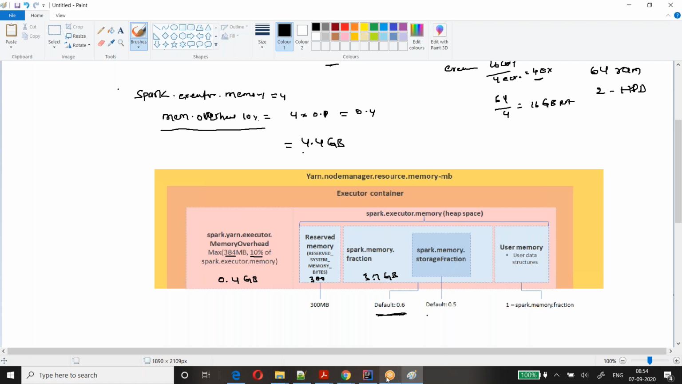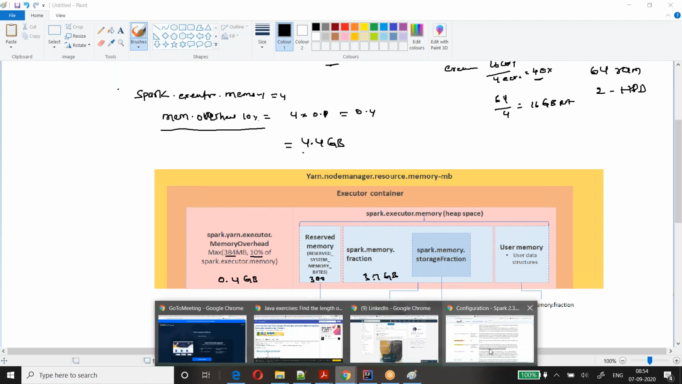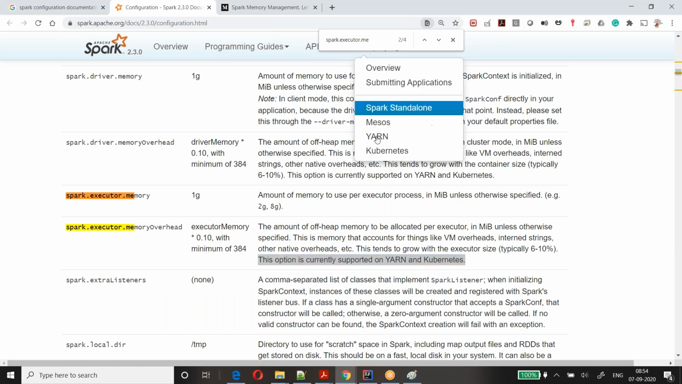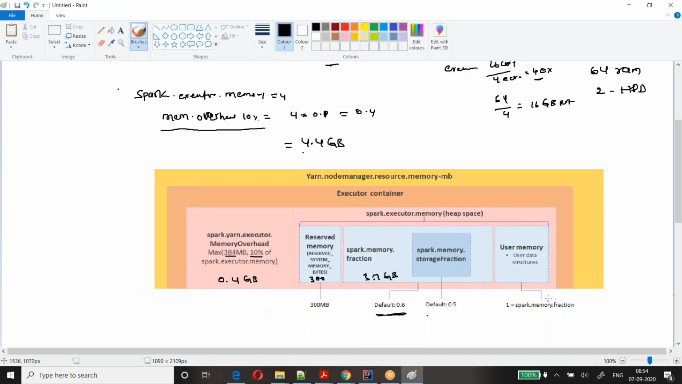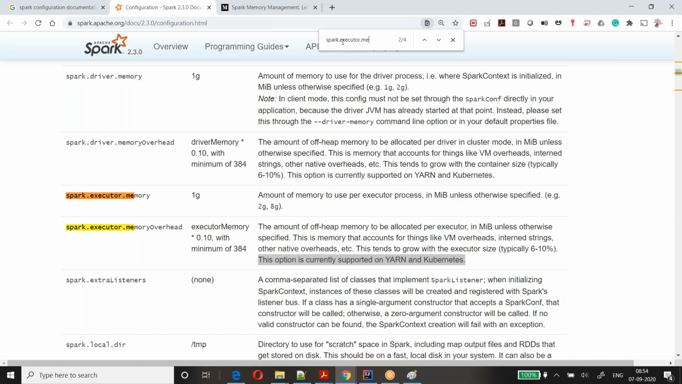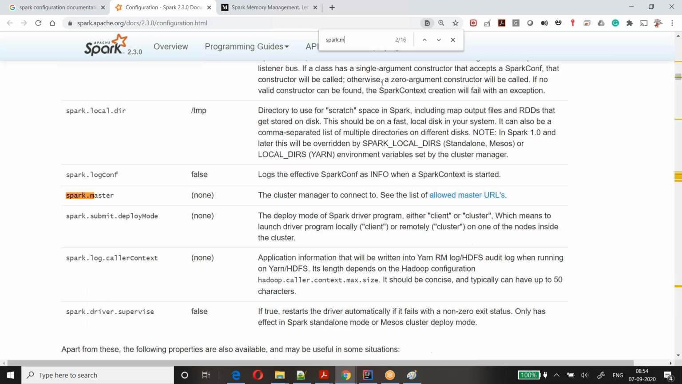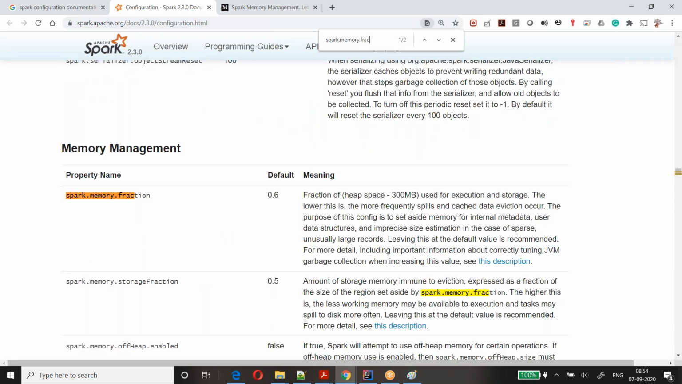Let me show you one more. There is something called fraction also. I'm going to show that. Go ahead with your question. I was asking, in this parameter, is storage memory considered as driver memory, or is driver memory a different concept? No, driver memory is different. We have not yet talked about it. Okay, I thought the storage memory was considered as driver memory. No.